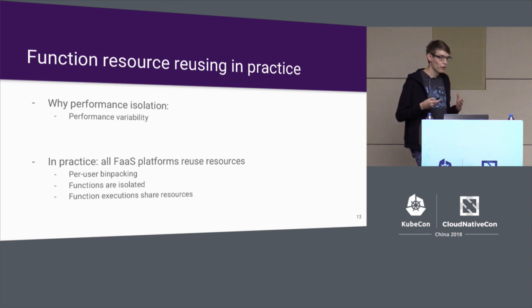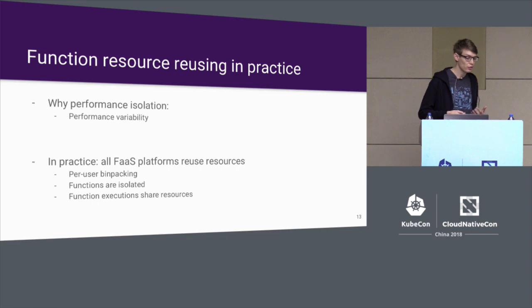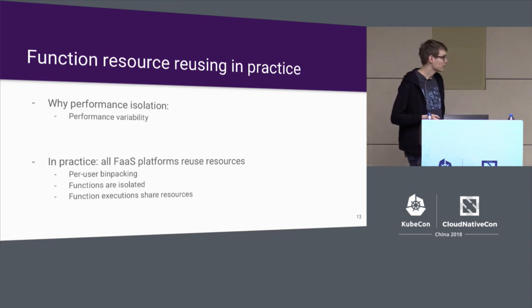For example, when you start functions on AWS, these are typically grouped on the same machine. So your functions are already reusing the same hardware resources. Still, these functions are not shared themselves because they are virtualized or containerized, so basically pretty well isolated from each other. But the function executions are actually sharing the same function instances. So the reusing is certainly used in practice.